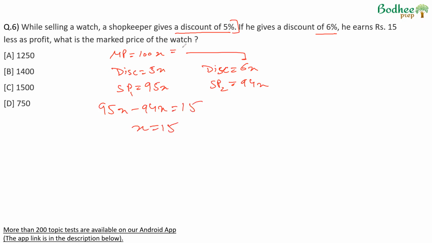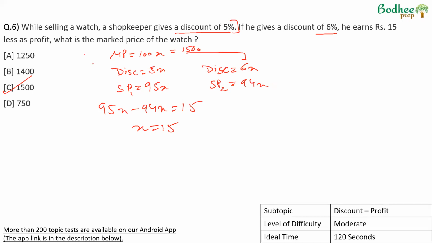What is the marked price? Marked price is 100x, or 15 into 100, which is 1500. Option C becomes the answer. Overall, again, an easy question, at max moderate. Just get the values and subtract to get the answer. We could have attempted this in the exam as well.